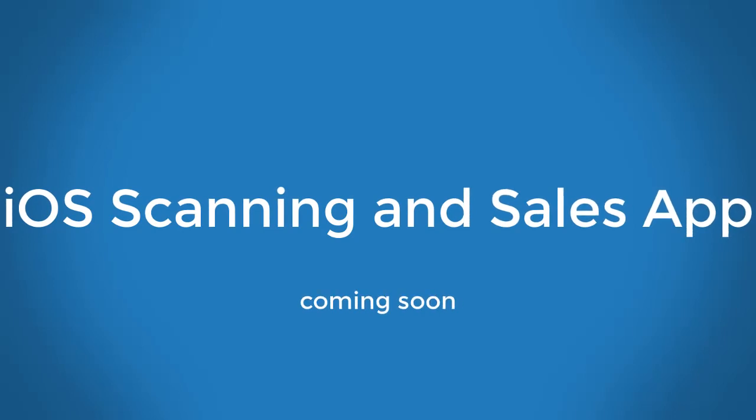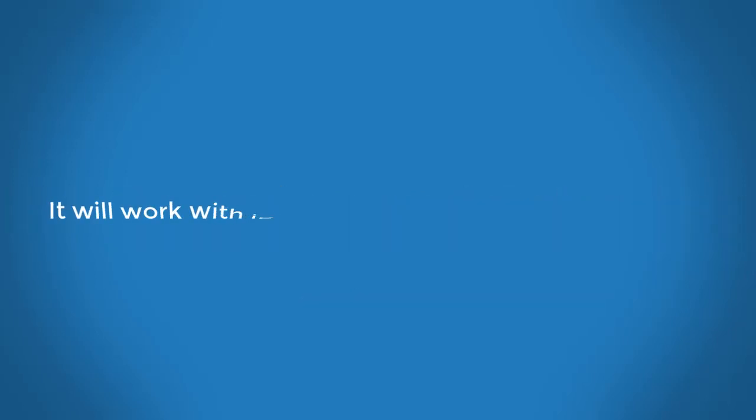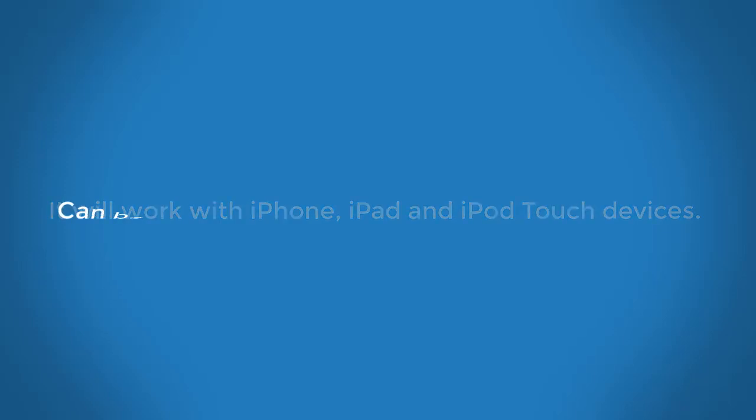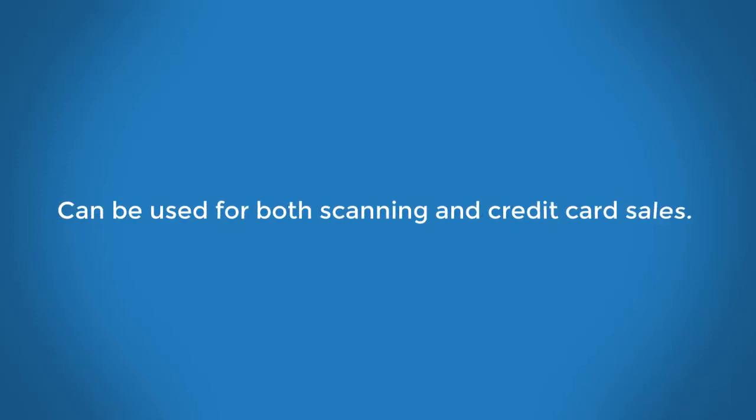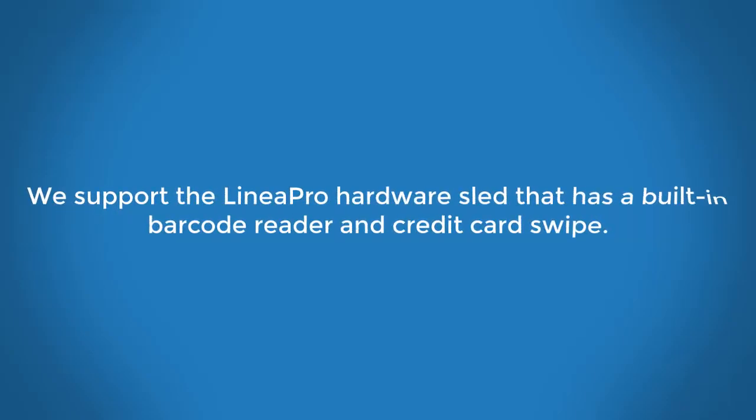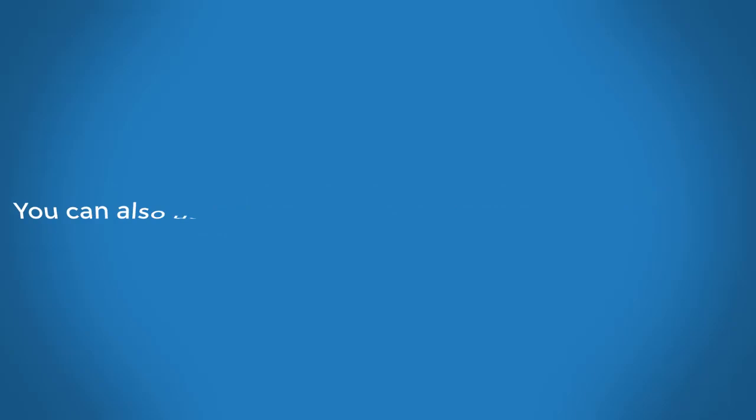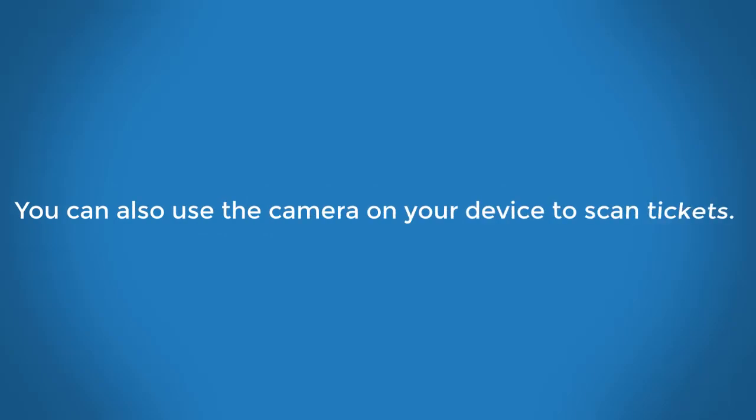Oh, and one more thing. We have a new iOS app that will be available in the App Store soon. It will work with iPhone, iPad, and iPod Touch devices. It can be used for both scanning and credit card sales. We support the Linea Pro hardware sled that has a built-in barcode reader and credit card swipe. We also support the iMag Pro 2 swipe that connects to the Lightning port. You can also use the camera on your device to scan tickets. Let's take a look at the app.